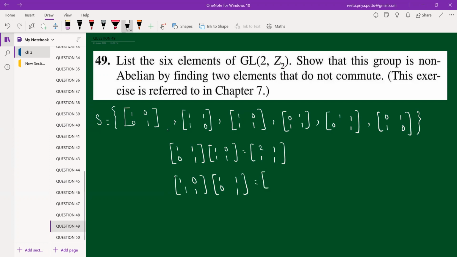But if you do the multiplication in the reverse order, like [1 0; 1 1] and [1 1; 0 1], then you have 1 0, sorry, here it will be 1 0 1. So this is how you get that these are not equal. That means they do not commute.